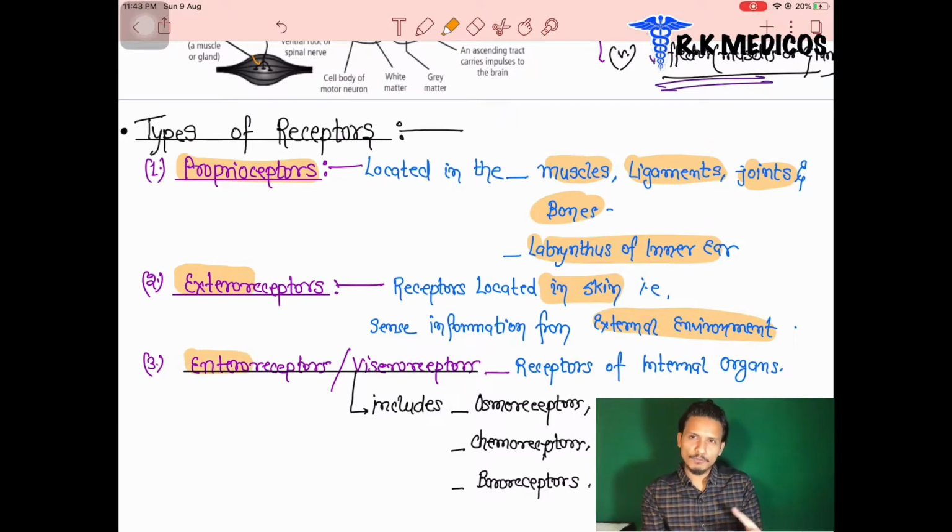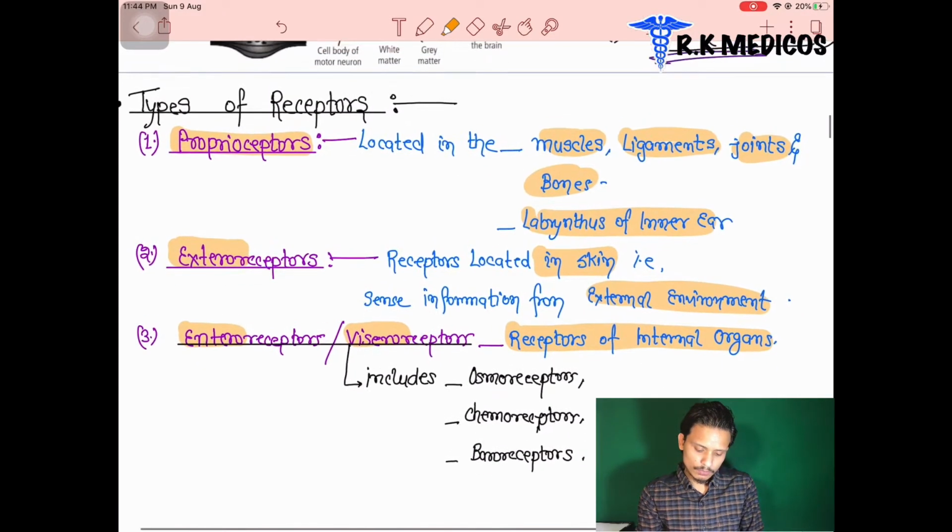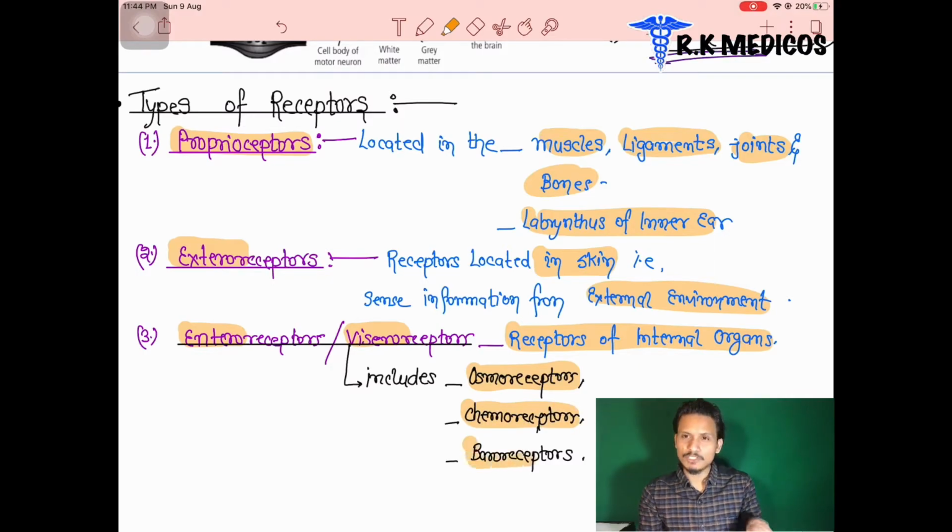Next we have the interoceptors. They collect information from the internal part of our body. They are also called visceroreceptors, because they carry information from the visceral part of our body. These receptors are present basically in the internal organs. The receptors situated there are the osmoreceptors, the chemoreceptors, and the baroreceptors: receptors for pressure, receptors for chemicals, and receptors for osmoregulatory functions. So these are the different types of receptors located in our body, and they are related to the spinal cord.